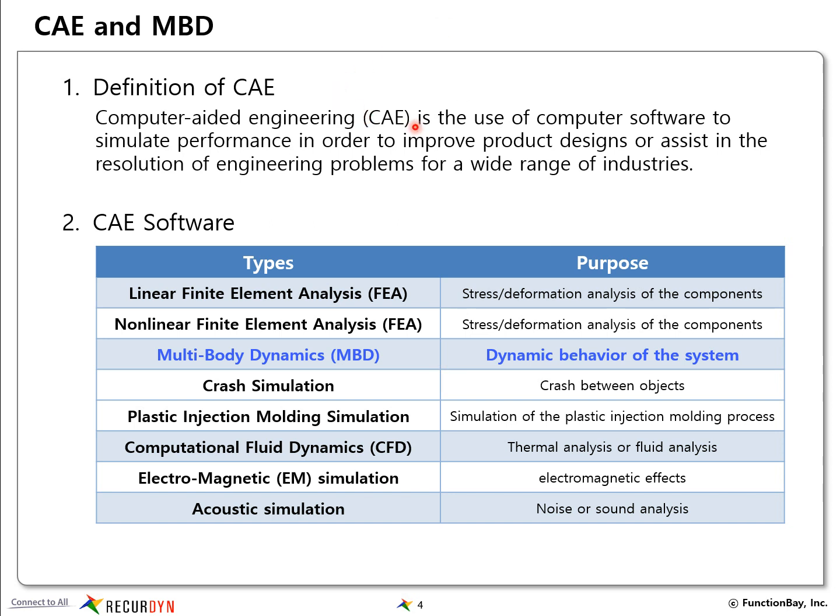Before explaining MBD, let's talk about CAE. CAE is the abbreviation of Computer-Aided Engineering. CAE means to use computer simulation for product design, troubleshooting, evaluation of product, and others. There are many subcategories in CAE, especially CAE related to mechanical engineering are listed in this table. For example, linear finite element analysis, nonlinear finite element analysis, multi-body dynamics, this is the main topic of this video, or computer fluid dynamics, so-called CFD.